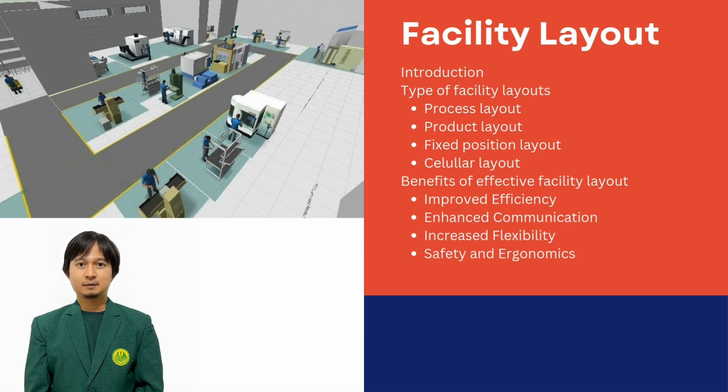Next is types of facility layouts. Process layout is group similar activities together. Product layout arranges equipment based on the sequence of operations, efficient for mass production. Fixed position layout is for large projects such as construction and ships. Cellular layout combines process and product layouts.